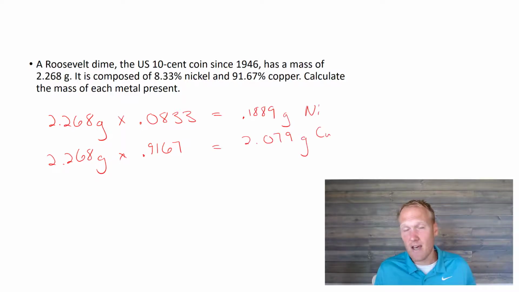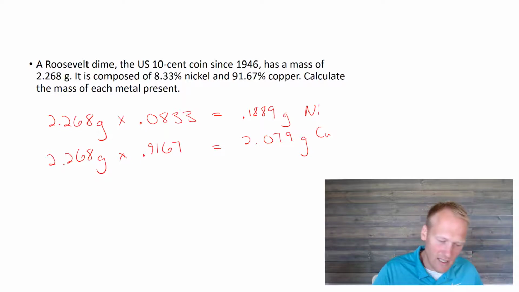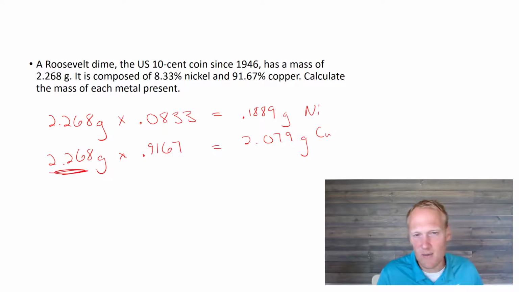So after we do that math, we can see that we have 0.18 grams of nickel and a little over 2 grams of copper. To check yourself, you should be able to add those two amounts together and get back to the total mass that we started with, which, if you look, is the way it worked out. So we know we've done it correctly.